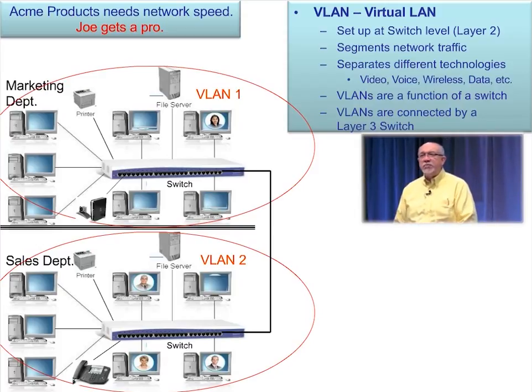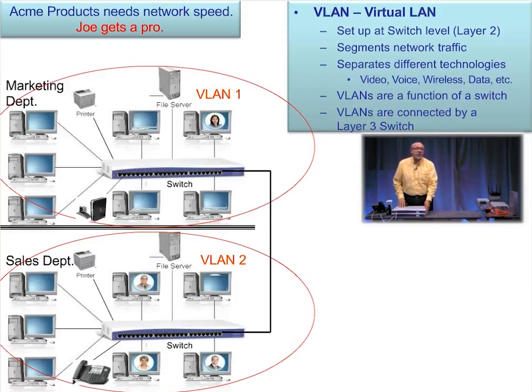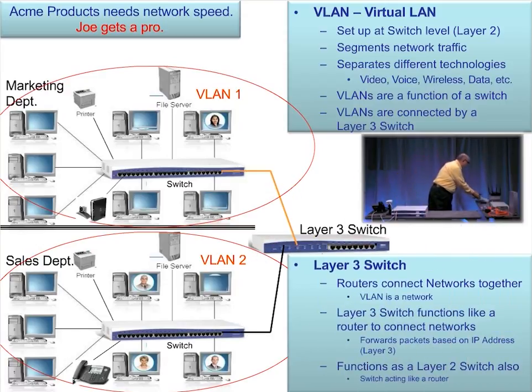VLANs are a function of the switch, but VLANs are connected together not by a wire like this, but by something called a layer 3 switch. So let's introduce this thing. I warned you about the layer 3 switch, that it would be a little complicated to understand, because immediately if you're thinking about what we learned before, wait a minute, I thought layer 3 was routers and that switches were layer 2. How can we have a layer 3 switch? Well, it's important. A layer 3 switch is a switch. It's a layer 2 device that can also function as a layer 3 device.